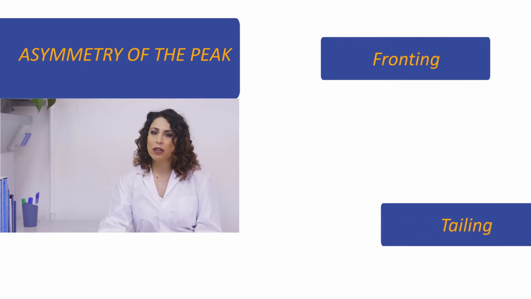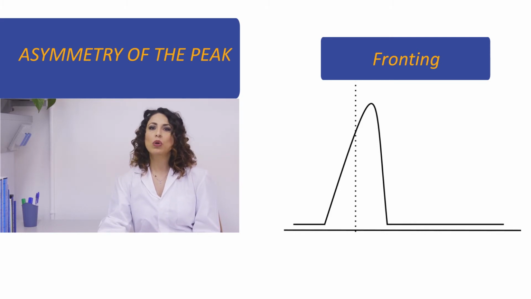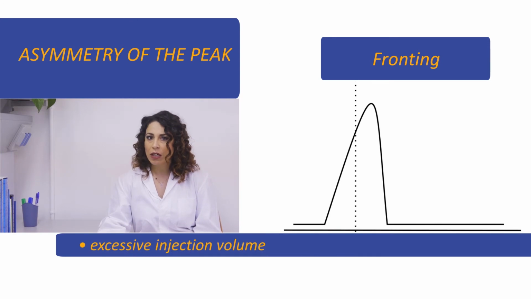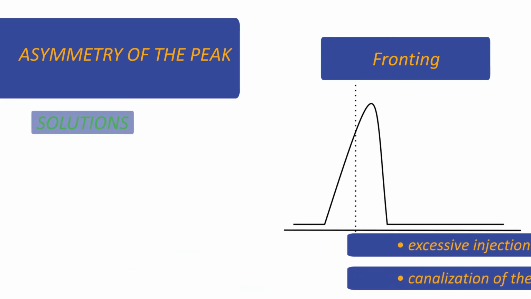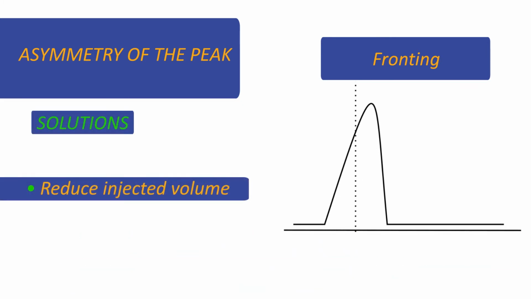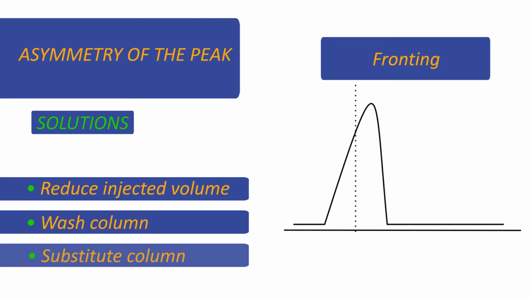We can talk about fronting when the front part of the peak is less steep than the following side. Or better, the slope of the front part is smaller than the following side. It can be caused by excessive injection volume or channeling of analytical column sites in preferential channels. In such cases, a reduction in the volume of the injected sample is necessary and/or washing the column. As a last resort, the column can be substituted.